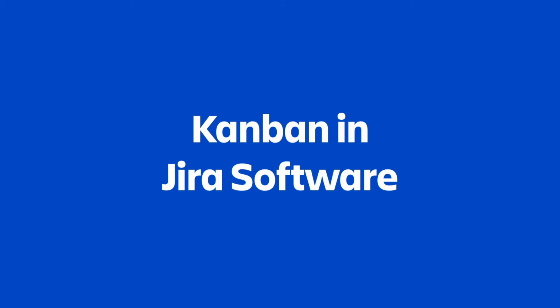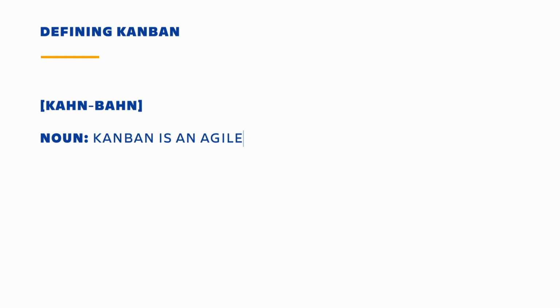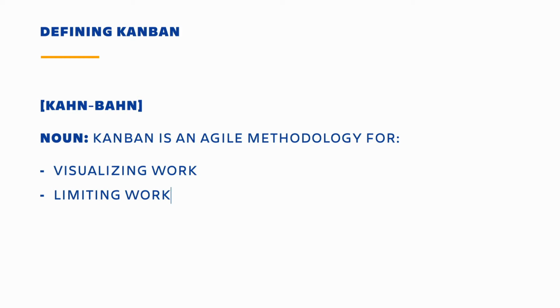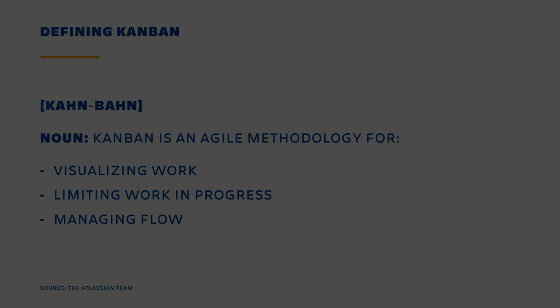In the next 2 minutes, we will show you how to get started with this agile methodology in Jira Software. Kanban is an agile methodology for visualizing work, limiting work in progress, and managing flow. These three principles come to life in Jira Software in the following ways.